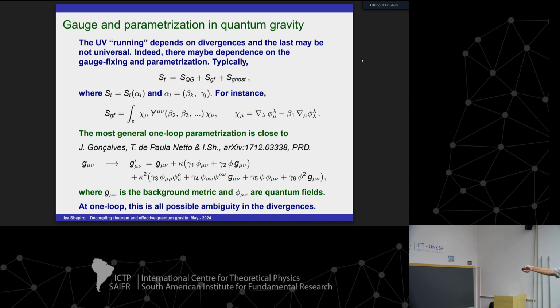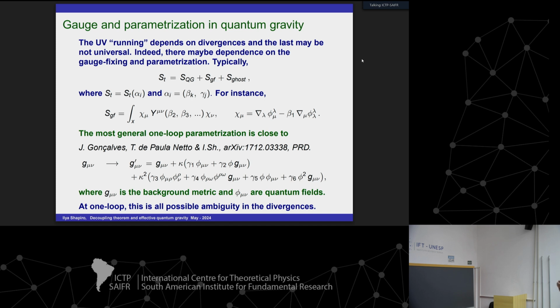And it was done in the most general form in this paper by Gonsalves, Tiberio de Paoloneta, and me. So you see that here the parameterization has 6 parameters. You have at least 3 parameters here. Actually, you can put more, I think up to 6 also. And you have 6 parameters here. You have a lot of arbitrary parameters.